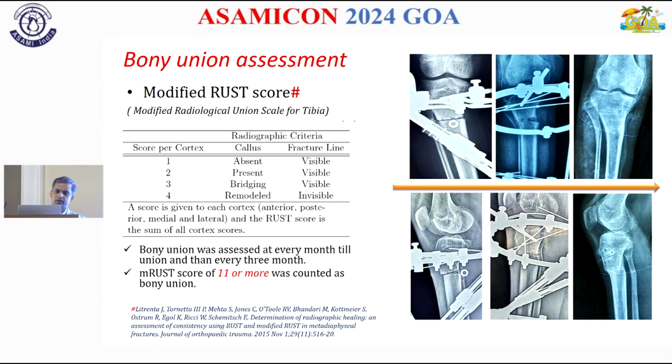Bony union was assessed using the modified RUST score, the modified radiological union scale for tibia. It is based on 2 criteria, visibility of callus and visibility of fracture line. Each cortex is given a score of 1 to 4, and the overall maximum score is 16. A score of 11 was counted as union.